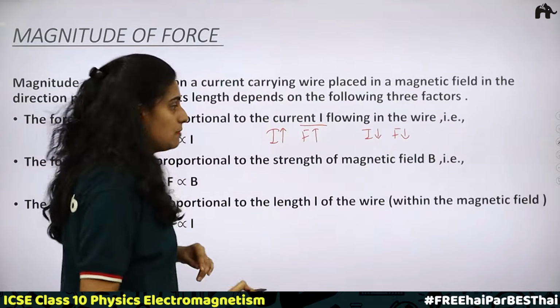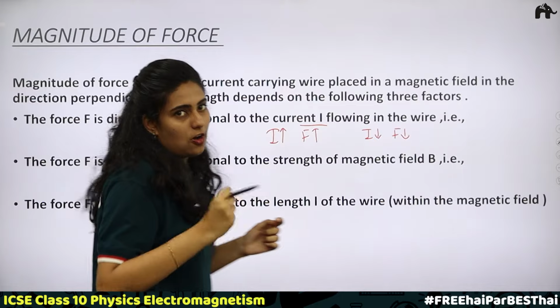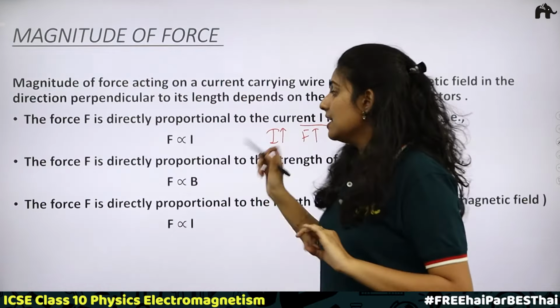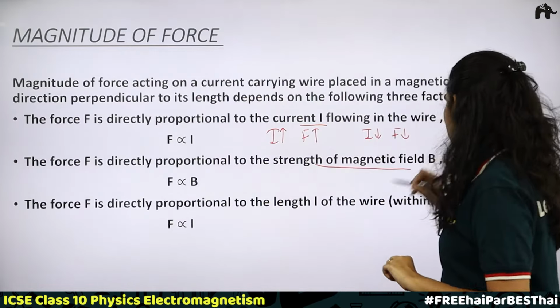The direction doesn't matter. Strength of current. If the strength of current is increased, force will also increase. So this is the first factor. Second factor, the force is directly proportional to the strength of magnetic field.